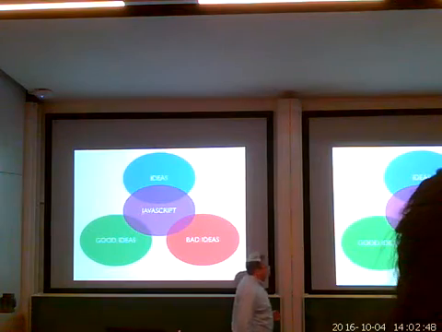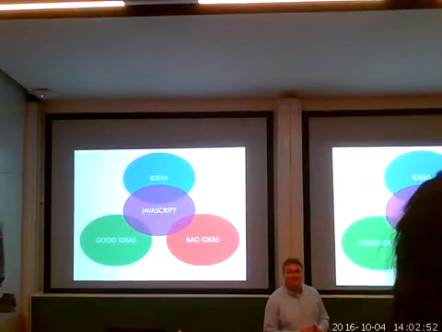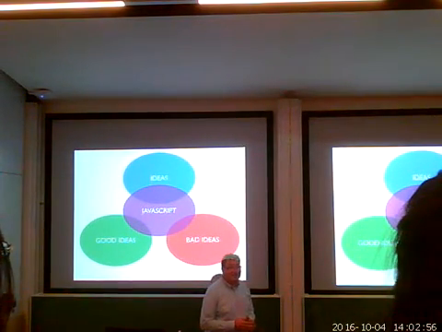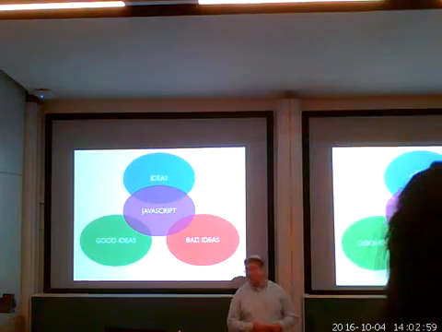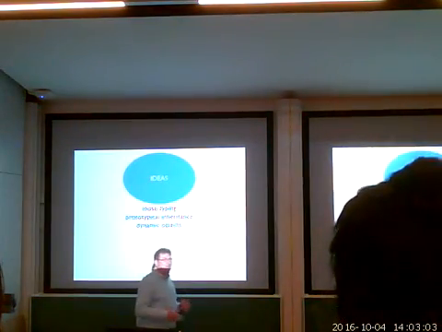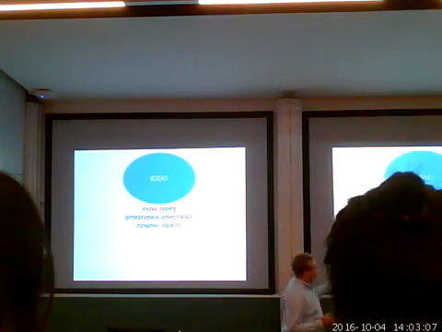So, if you look at JavaScript, you can see that it's made up of three things. It's like a Venn diagram. It's made up of some ideas, some good ideas, and some bad ideas. So, let's break this down. The ideas, well, these are things that are neither good nor bad. They have pros and cons. So, we can look at these.